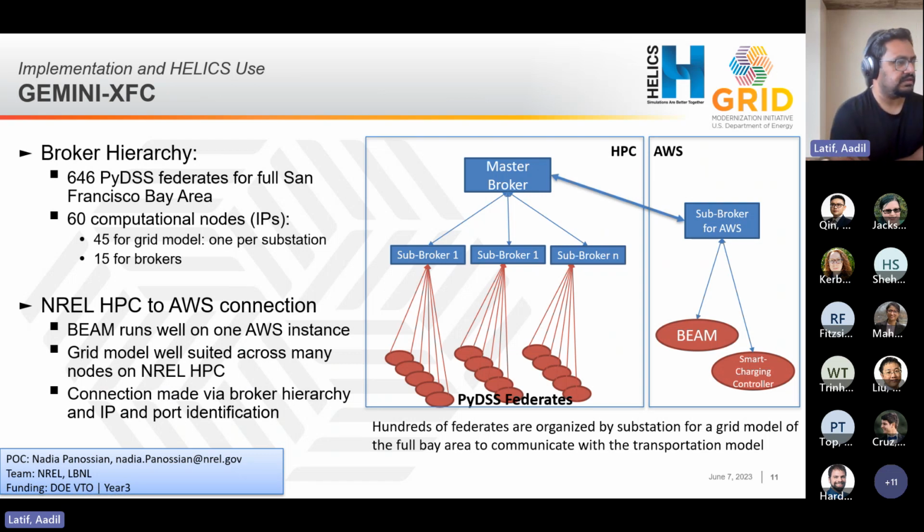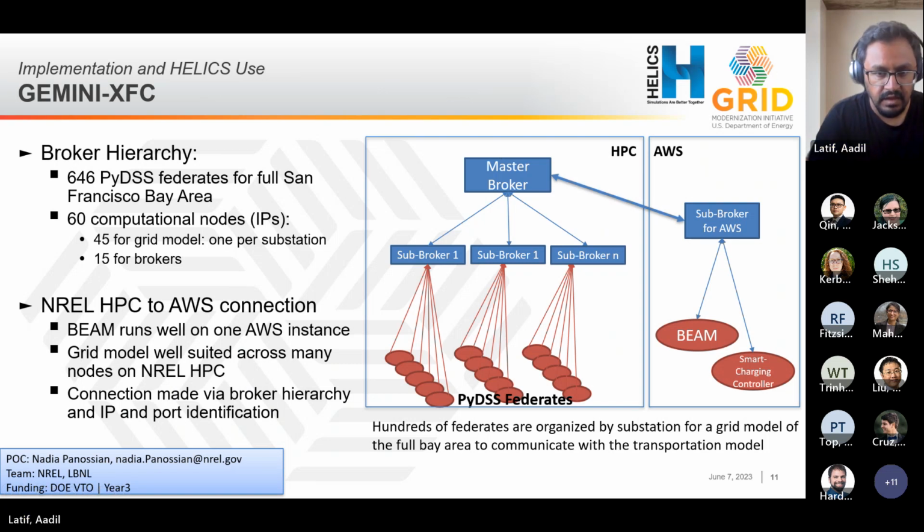But the idea here is that you can build your co-simulation in a hierarchy. What that enables you to do is have a co-simulation like this, where part of your co-simulation is running on the high performance computing national lab, in this case NREL, and part of that co-simulation is actually running in the cloud itself, right? And then you can just connect your sub broker to the master broker, and your co-simulation is going to run just fine.